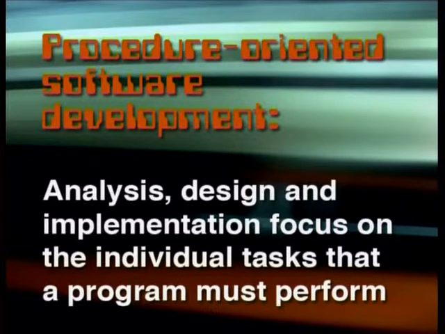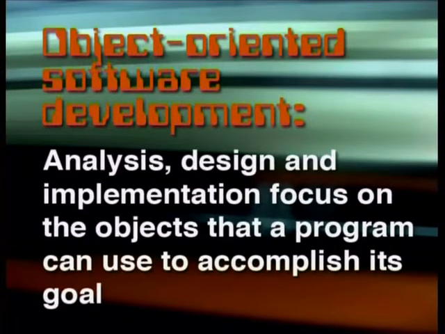Now today, I'm going to introduce you to object-oriented programming. To help you understand the difference between object-oriented programming and procedure-oriented programming, let's take Java. Java is an object-oriented programming language, whereas previously, software development was done in a procedure-oriented fashion. With procedure-oriented software development, analysts and programmers analyzed, designed, and wrote their programs by focusing on the individual tasks the program had to perform. Now, software is developed using object-oriented analysis, design, and implementation. In other words, the developer focuses on the objects or things that the program can use to accomplish its goal.